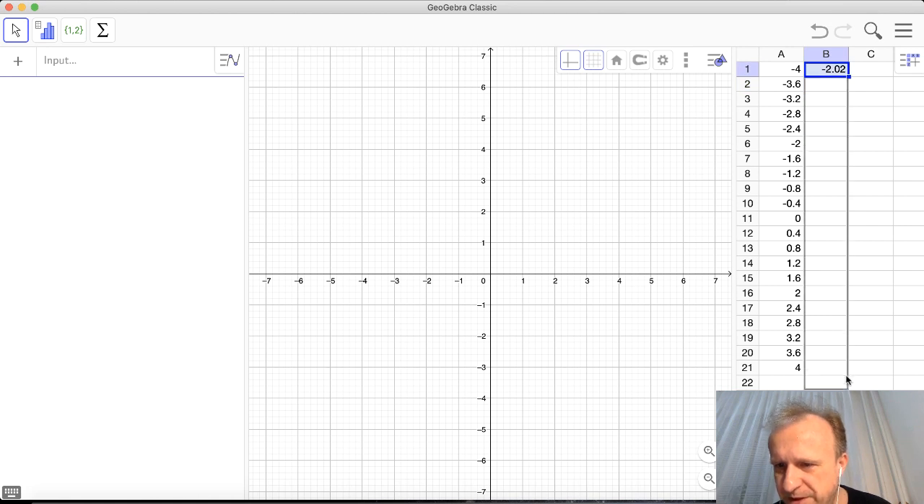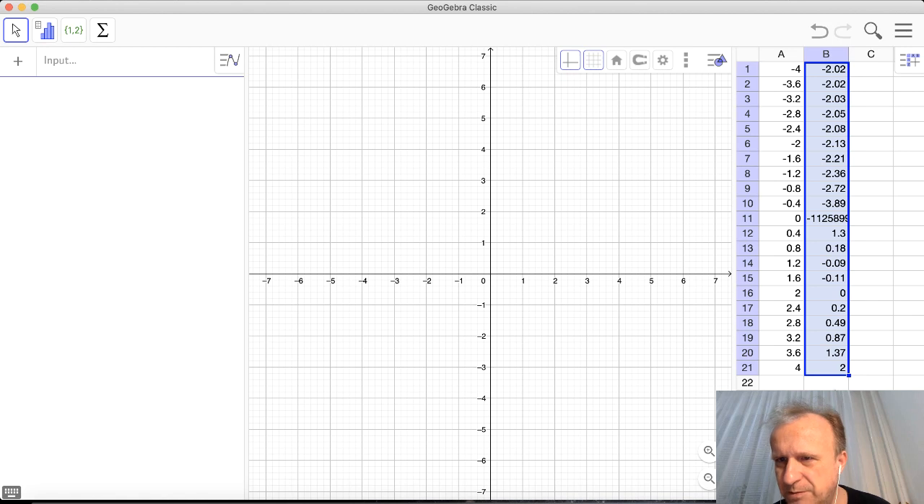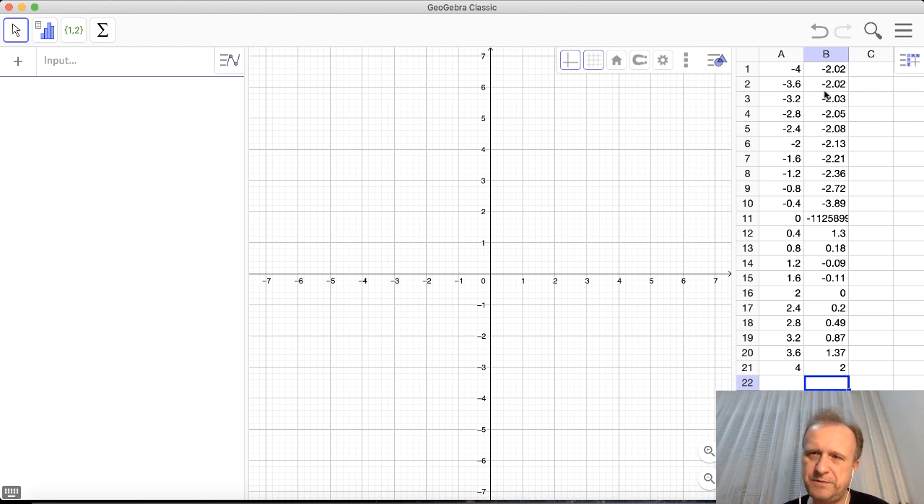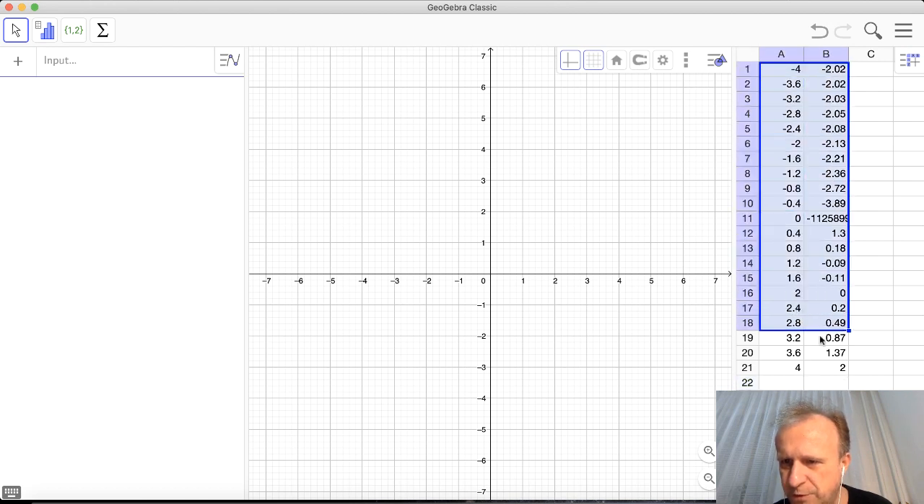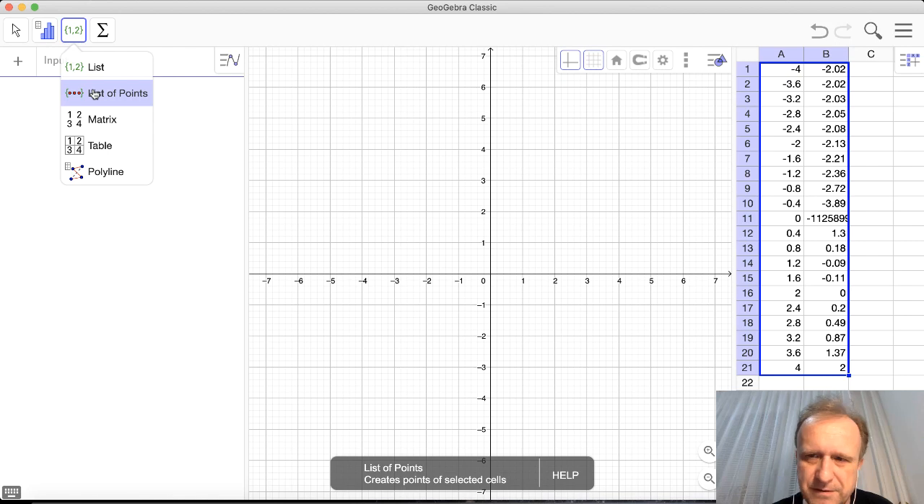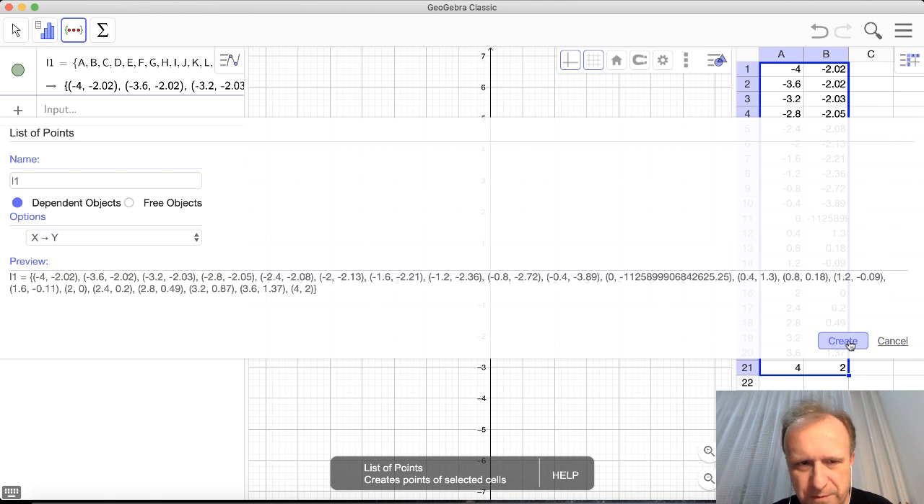So I'm cheating a little bit here, because what I do is I'm asking the computer to do the calculations for me. If you had no computer, and if you had just the pen and paper and calculator, perhaps you would have to calculate each of those values separately, draw your table, and then plot these points to your graph. So if you want to plot a table to a graph in GeoGebra, what you do is you highlight the table and use this button here, click on it and tell it to draw or create a list of points. Okay, now I just confirm, create.